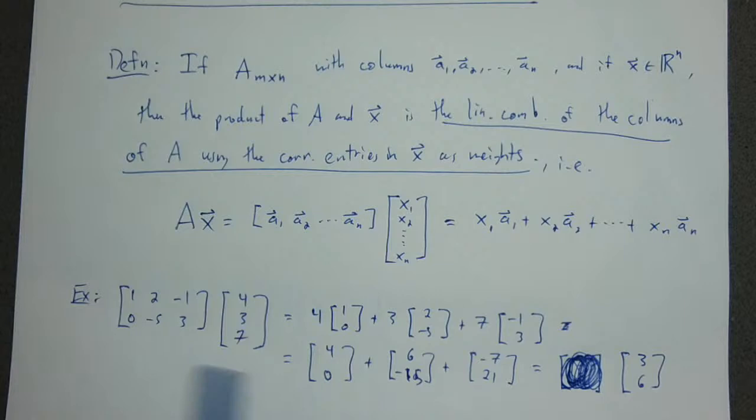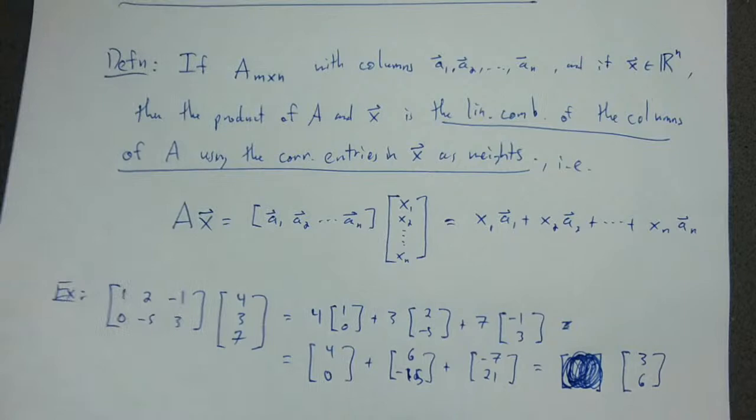But of course, this is just a special case of multiplying matrices. Okay, so that's how this goes. All right. So that is multiplying a matrix by a vector.